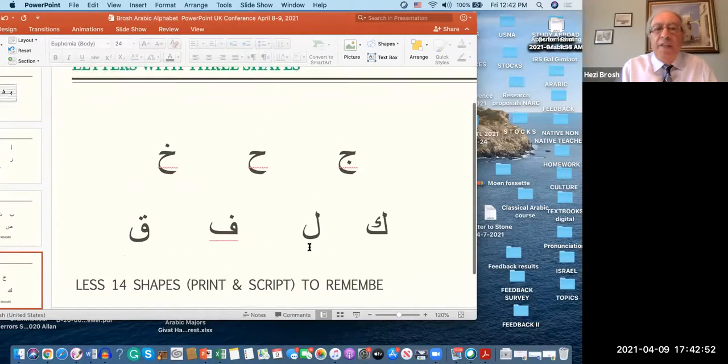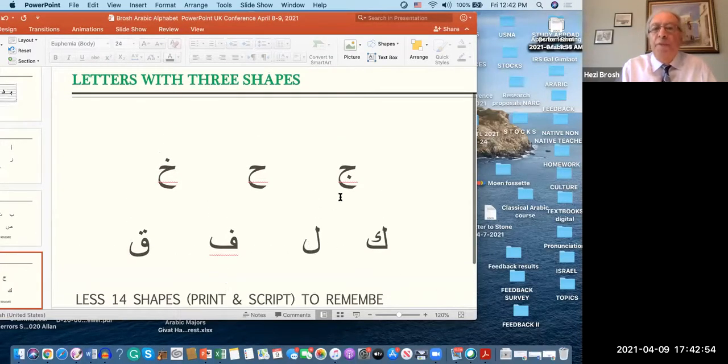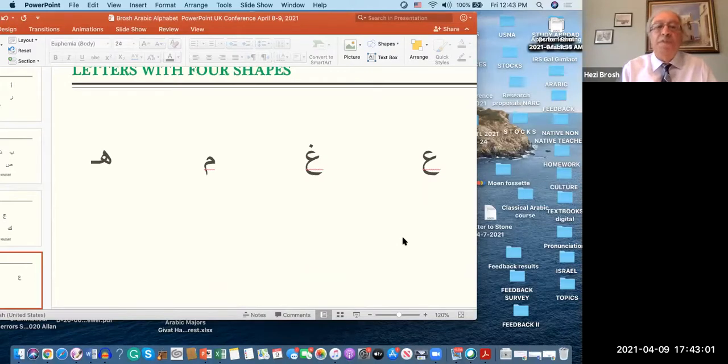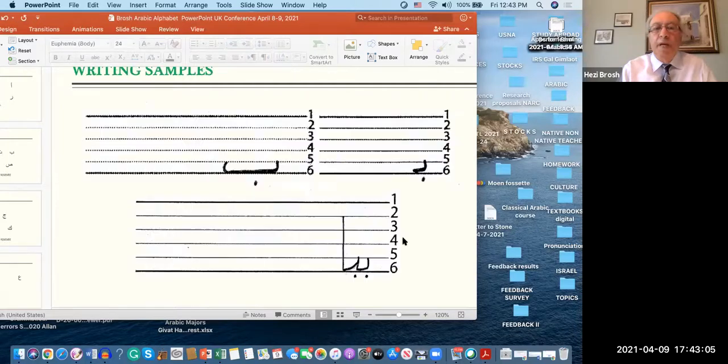These letters have 3 shapes only. 3, not 4, 3. And these letters have 4 forms. Now, again, here are some examples. That's the ba, line 5. The dot is underneath the stroke because the stroke is the letter and this is the connector. And that's the ending ba. That's all I have to teach.